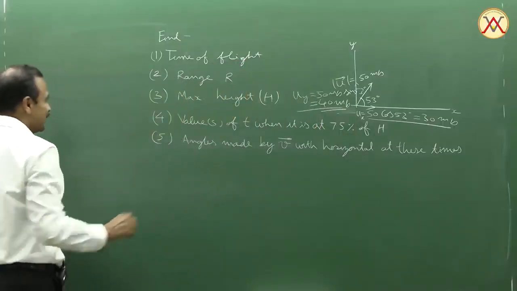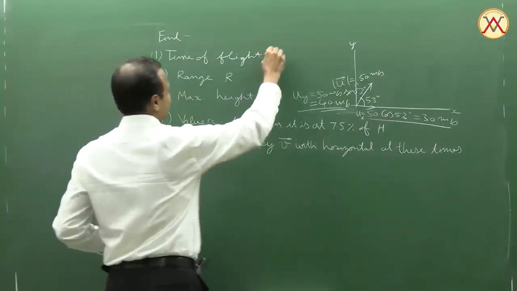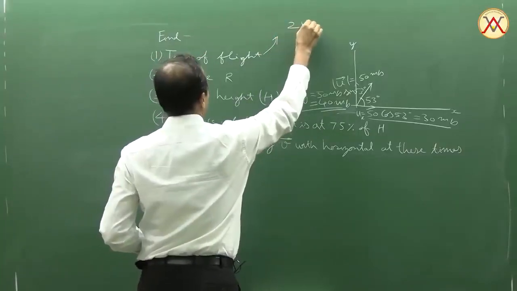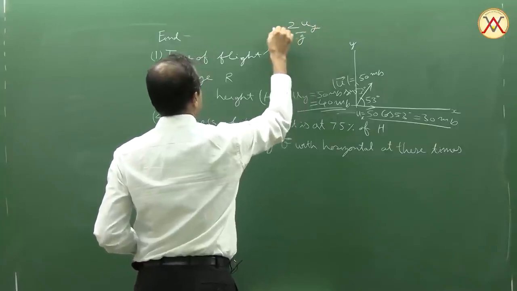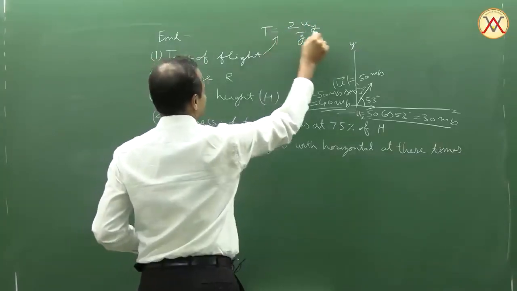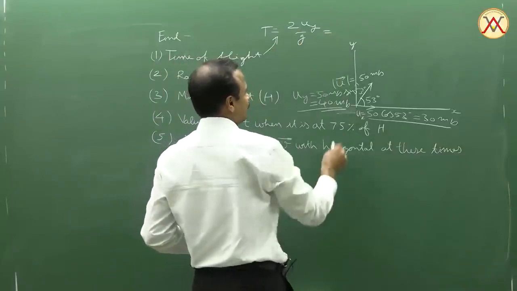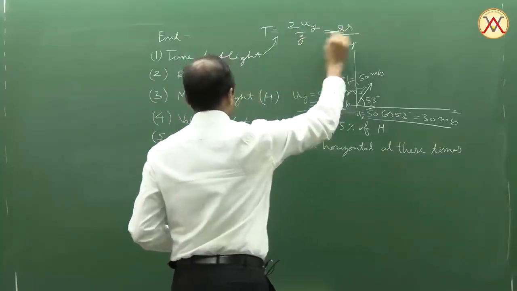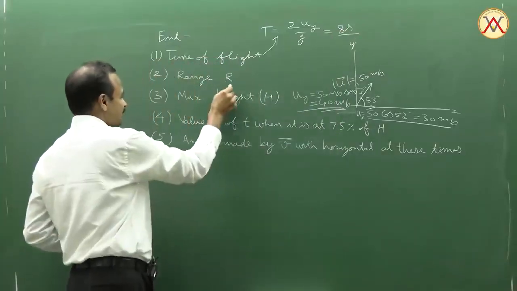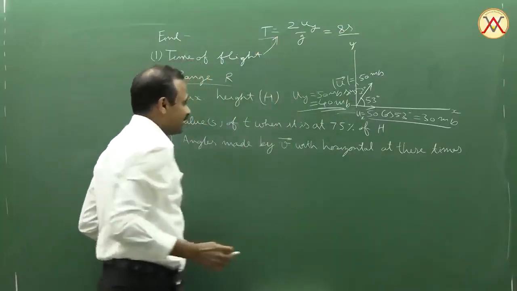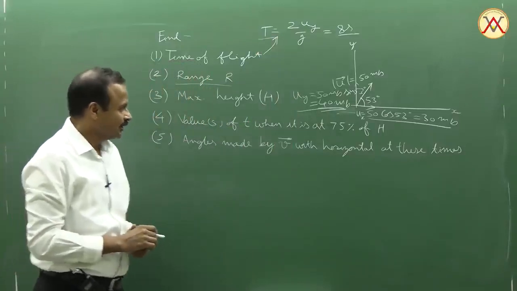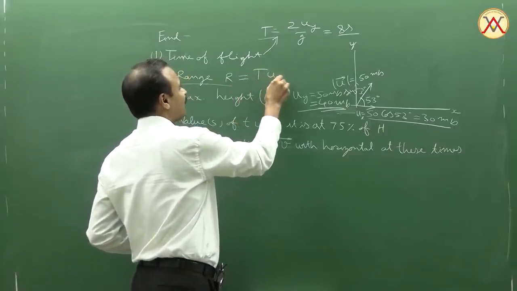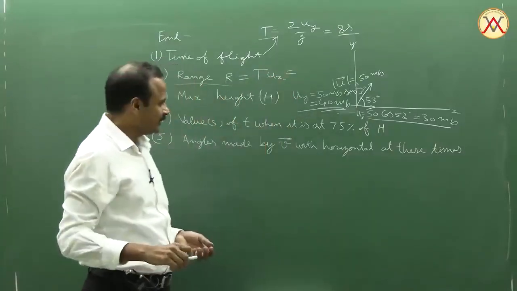Now in terms of components, time of flight, we have the result simply as twice of uy by g. So time of flight we can write very easily. Uy is 40, so it will be 80 by 10, 8 seconds. Range, after finding time of flight, if you have to find range, you can do it more easily. You can say that range is time of flight multiplied by ux.